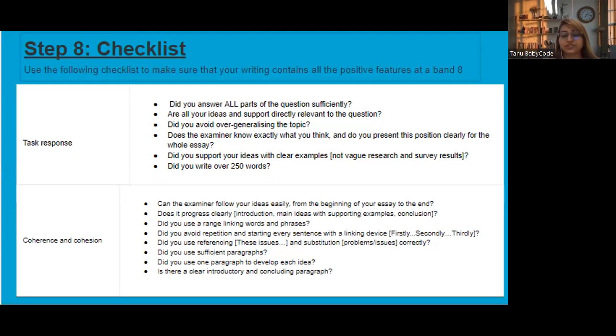Next is coherence and cohesion. For coherence and cohesion, you can check: can the examiner follow your ideas from beginning to end? Does it progress clearly, like introduction, main ideas, and the conclusion? Did you use linking words and phrases? Did you avoid repetition in starting sentences? Did you use referencing? Did you use sufficient paragraphs also? Did you use one paragraph for each idea? Is there a clear introductory or concluding paragraph? So just check all these, right?